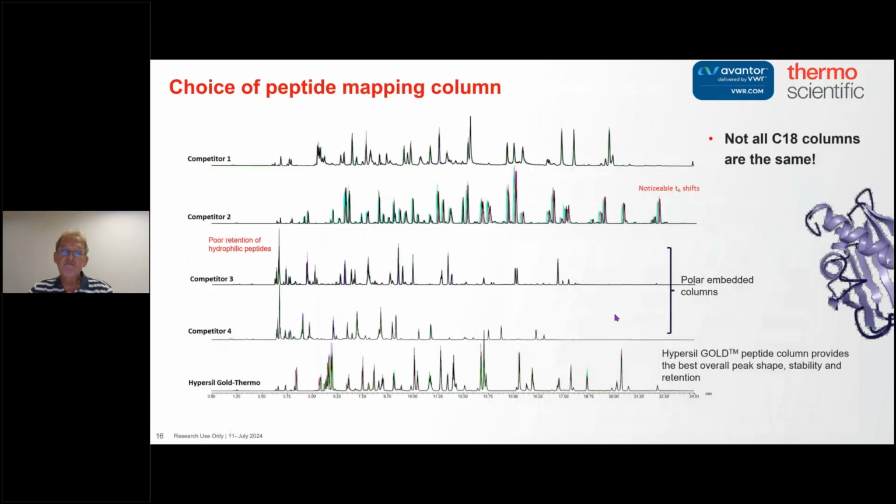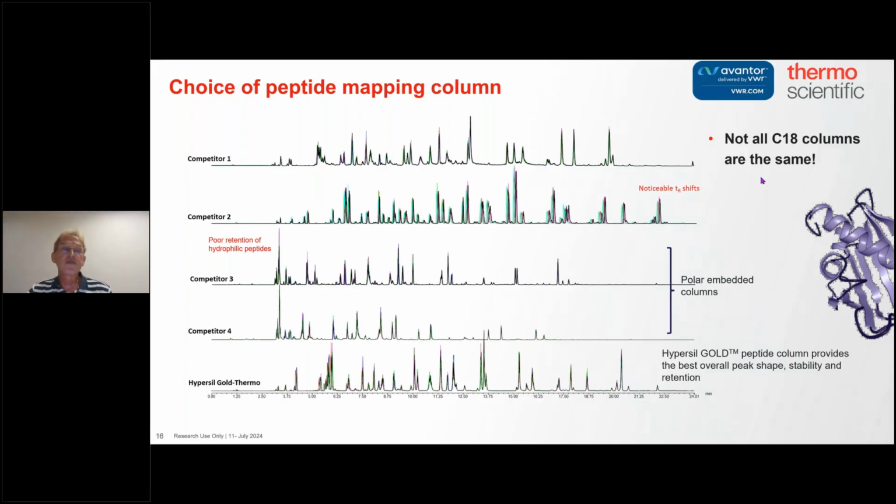Now, is it better than any other column? A lot of people will say, well, it's a C18 column, they're all more or less the same. All C18 columns are not the same. The silica will be different manufacture. That'll have different attributes on the silica itself, different ion contamination, silanol groups. Silica is not the same.